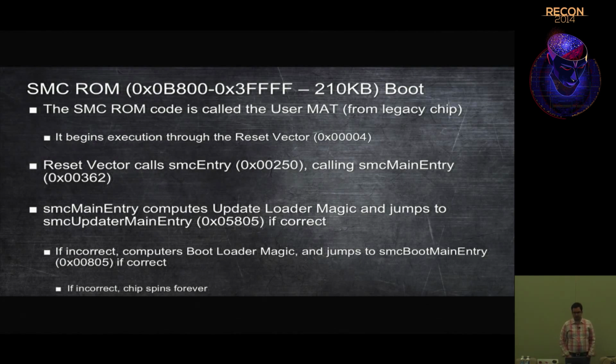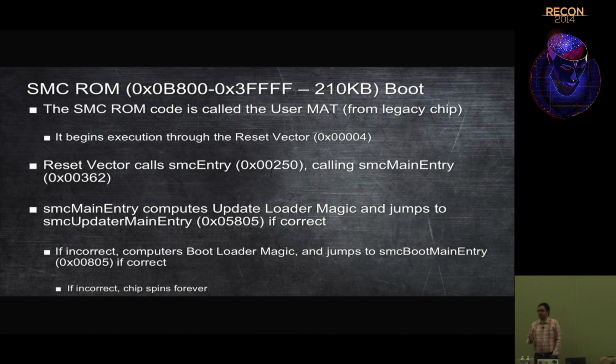So how does the code actually boot up? Well, you've got your ROM, the actual application code, that starts at B80000, at the region based on a previous slide. And this is often called the user mat. If you look at some of the documentation, some of the strings, you'll see it referred to as a user mat, because in the Renesas chip, in the old chip, 2011 and earlier, this is what Renesas called it.